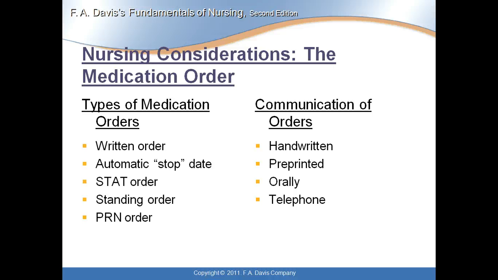So, nursing considerations, the medication order. Types of medication orders. There are written orders, there are automatic stop date orders, there are stat orders, there are standing orders, and there are PRN orders. Communication of orders. There are handwritten, pre-printed, oral, and telephone orders.